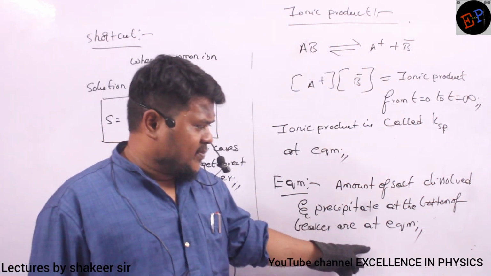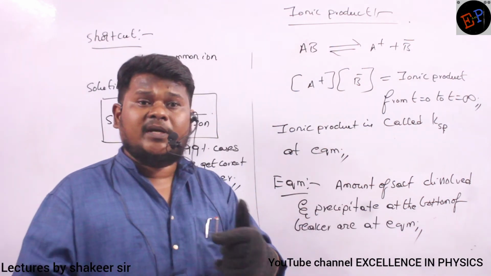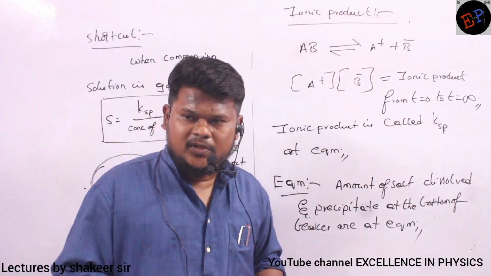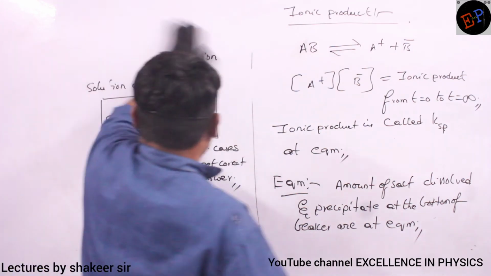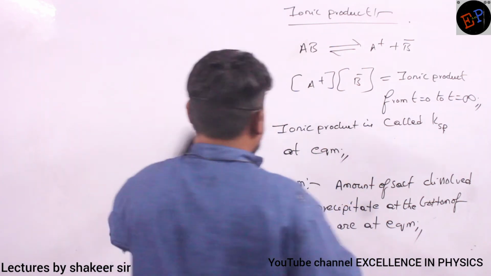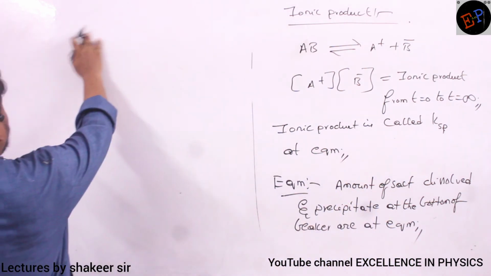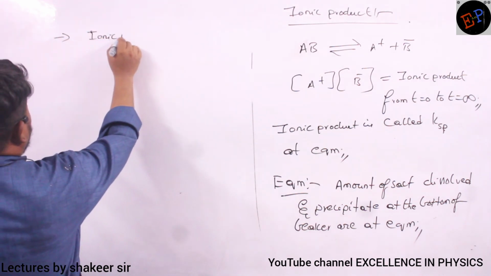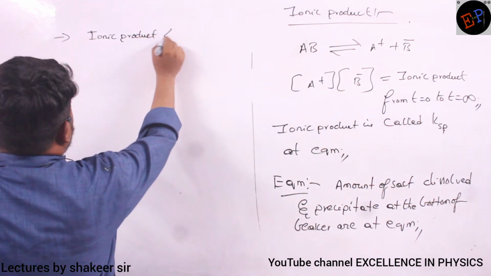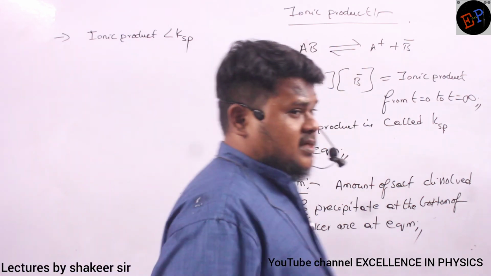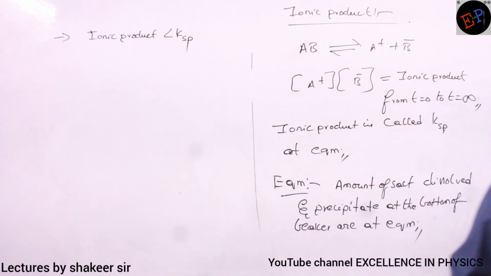So when the amount of precipitate and the amount of salt dissolved remain constant, that condition is exactly what is called equilibrium. Are you able to understand? Okay? So there is some relation between ionic product and Ksp. What is that? So we will write some cases. Case number 1 is ionic product less than Ksp. And what is Ksp? Ksp is nothing but the ionic product at equilibrium.